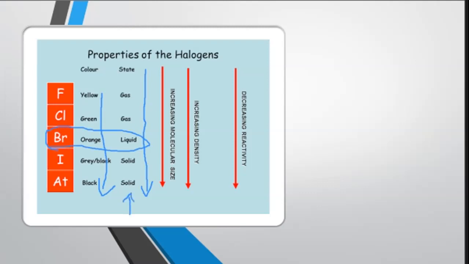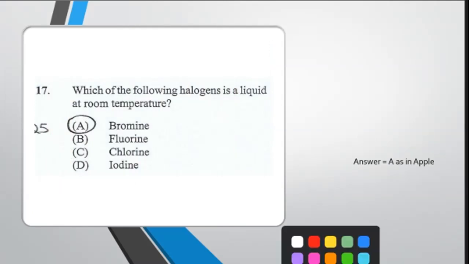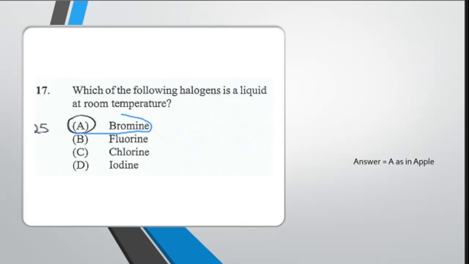So with that in mind, let us come back to the question. The question asks us, which of them is going to be a liquid at room temperature? We're going to have A as in apple. The answer is bromine, which is a liquid at room temperature. All right, so question 17, the answer is A as in apple. Bromine is a liquid at room temperature.